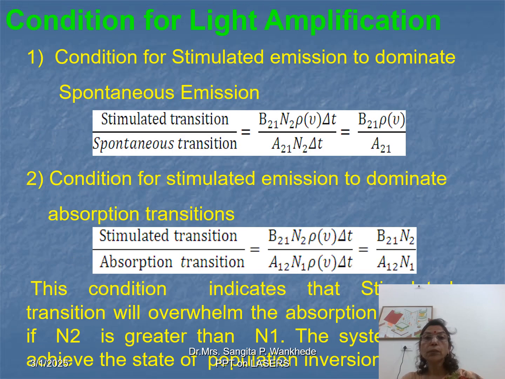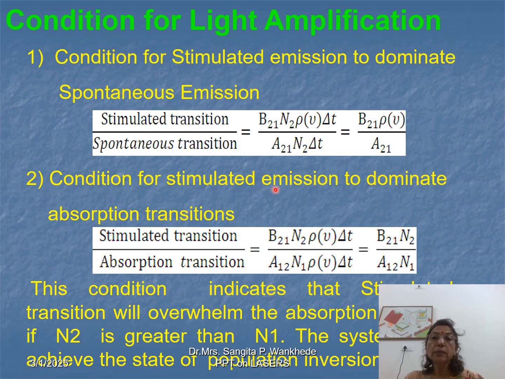Now, the condition of light amplification. What is the condition of light amplification? That means, in which case is the laser emitted? For emission of laser, the number of stimulated emission transitions should be increased. So we take the ratio of stimulated emission transitions to spontaneous emission transitions. Using the previous equations, B21 upon A21 is constant, so this ratio will be equal to the photon density.